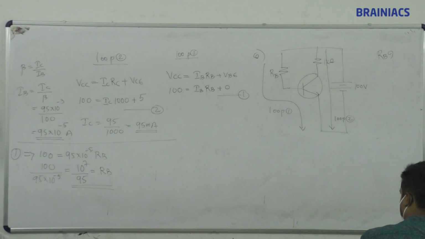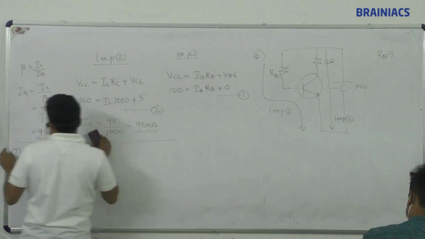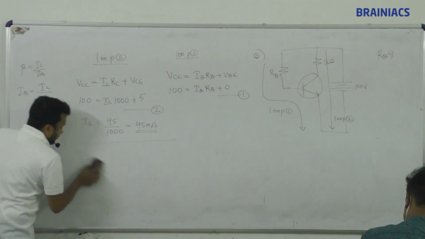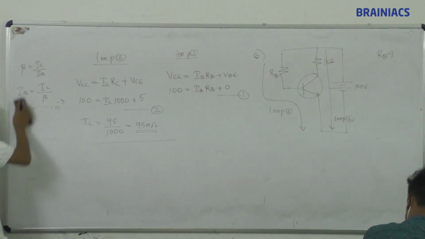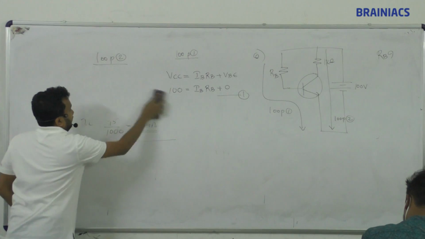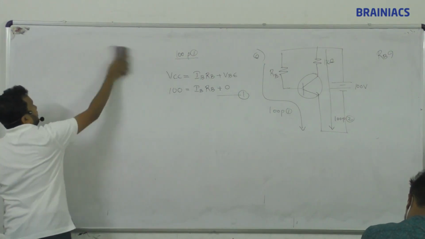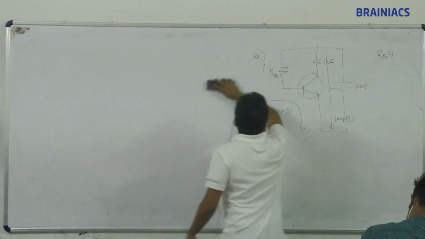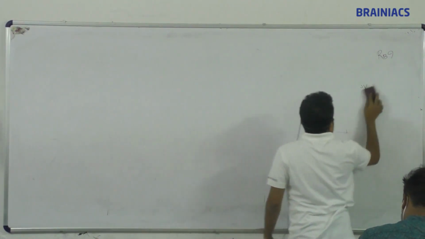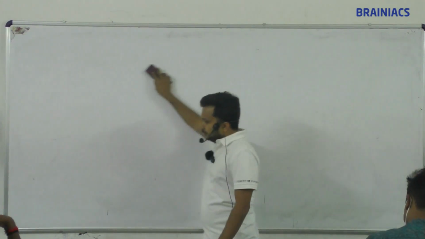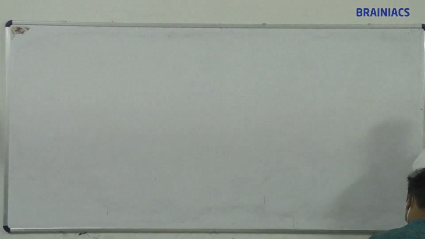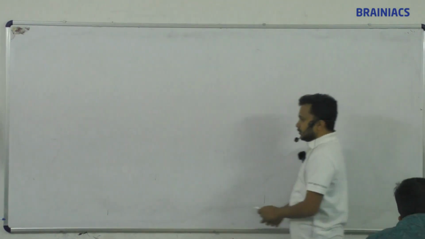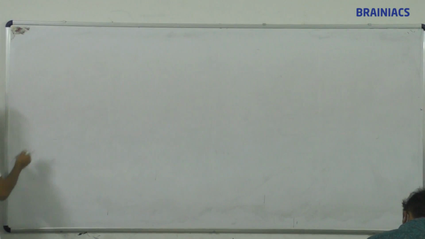Application of transistor. How many applications are we going to learn? Wherever a transistor is used, that is an application of transistor. There are 3 applications: transistor as an amplifier, transistor as a switch, and transistor as an oscillator. I'll take the first one.